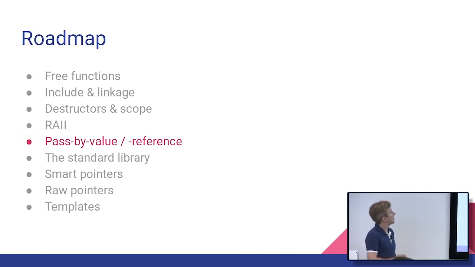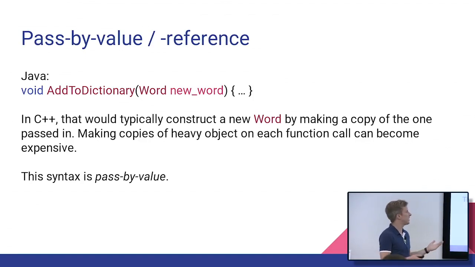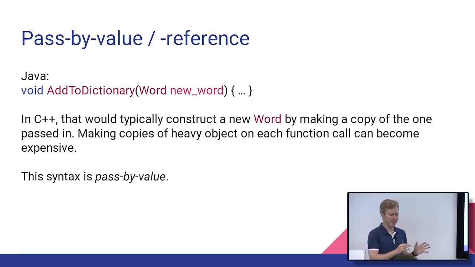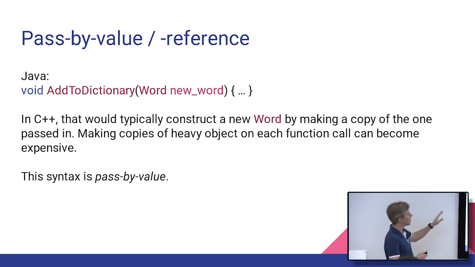Okay, pass by reference and value. This one's a little weird because a lot of other languages, with garbage collection and all that, try to manage this for you, and you don't really get a clear view of what is a reference and what isn't a reference. So I'm going to continue picking on Java. I love it, but it's really good for examples. We have this function, add to dictionary, and we pass in a word.